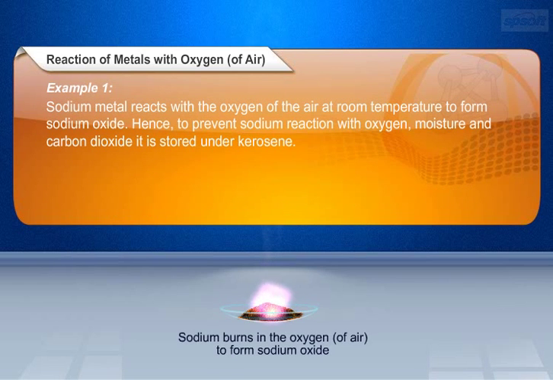For example, when sodium metal reacts with oxygen at room temperature, it forms sodium oxide. Hence, to prevent sodium from reacting with oxygen, moisture, and carbon dioxide, it is stored under kerosene. The chemical equation is 4 Na and 1 O2 combine at room temperature. It gives 2 Na2O, that is, sodium oxide.